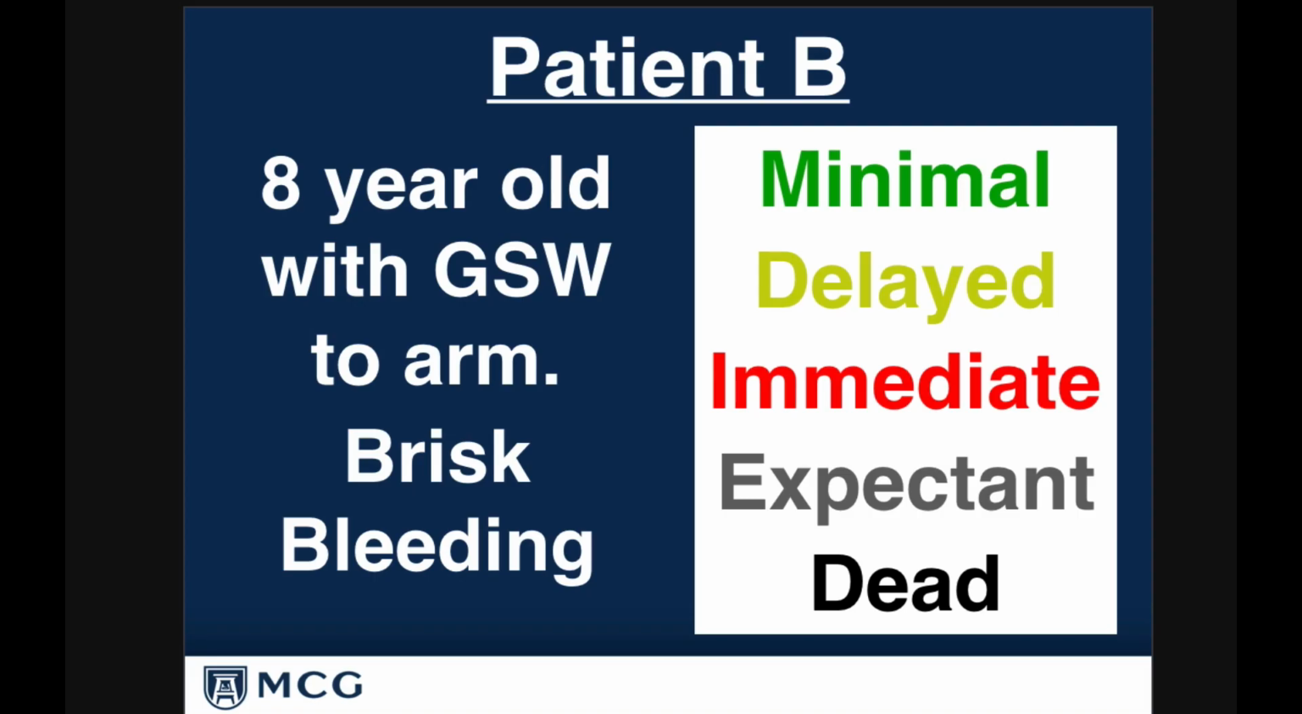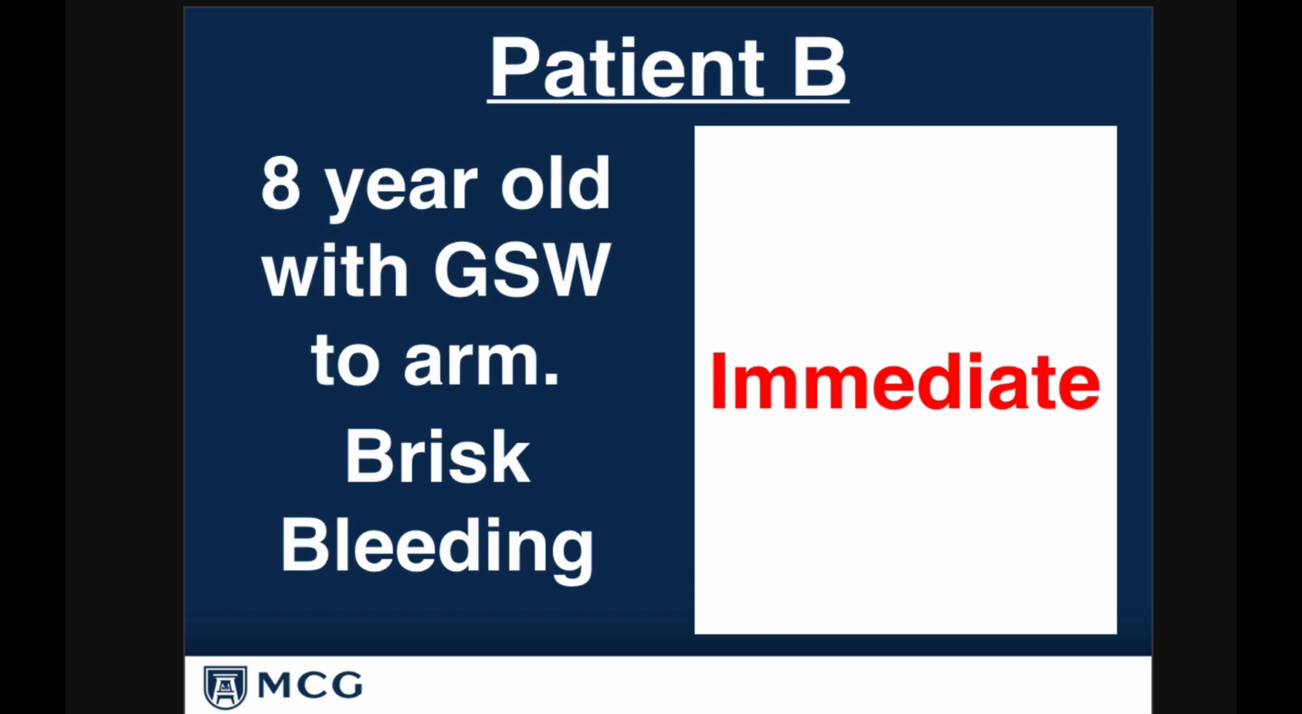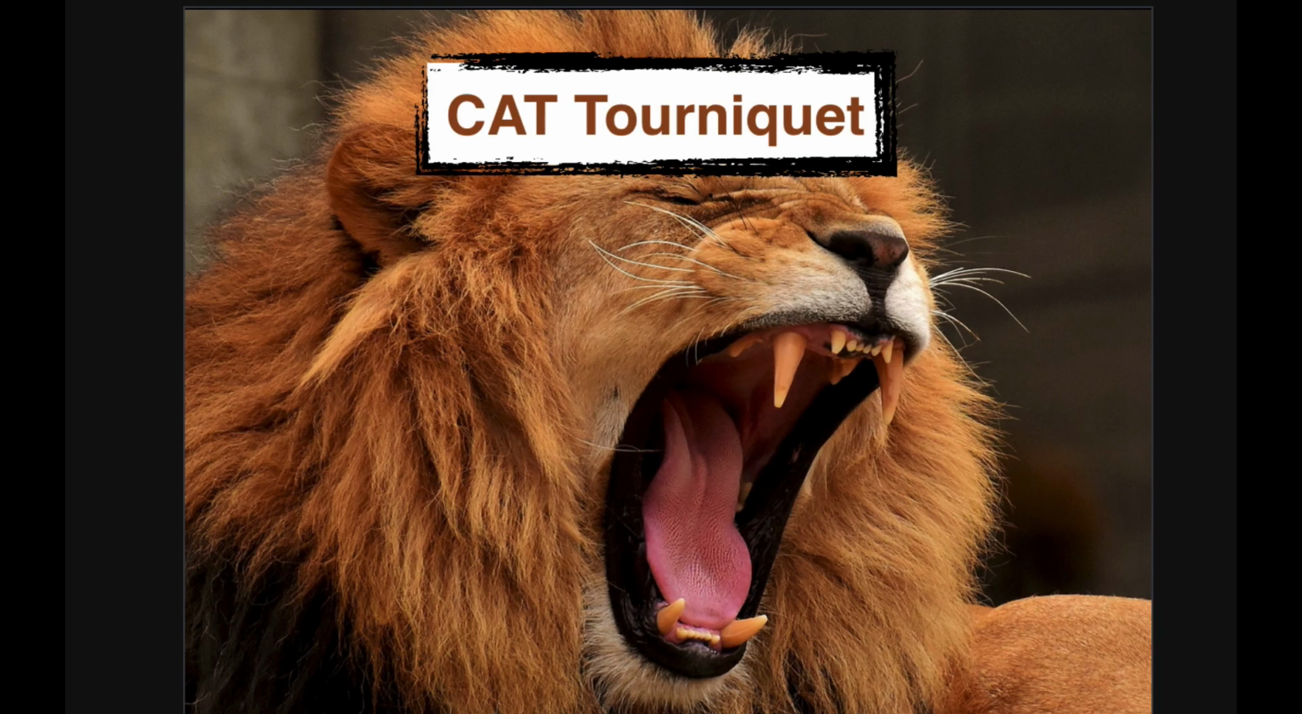So, raising hands. You've got an 8-year-old with a gunshot wound to the arm, brisk bleeding. What are they? Immediate. Depends on if you throw a tourniquet on them. Nicely done. It could change, but right then, before you do anything, they're an immediate. After you do that, they might go down to minimal. It really could get pretty low.